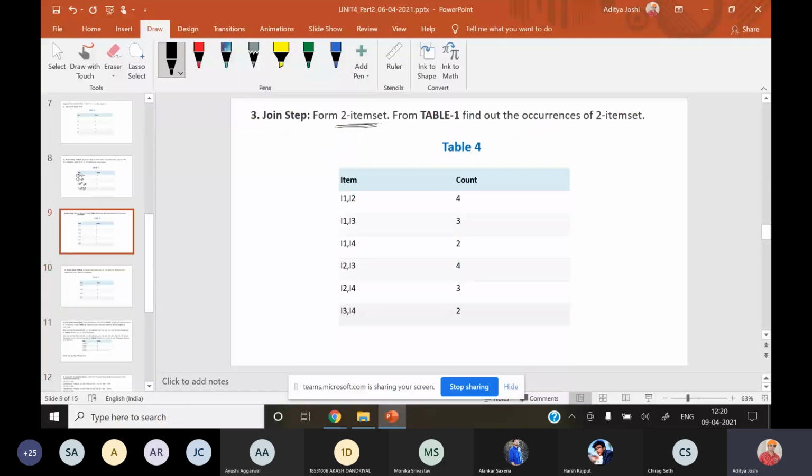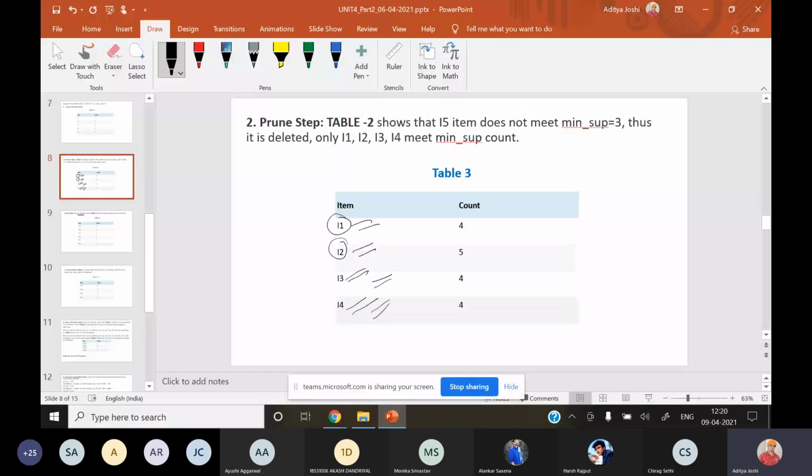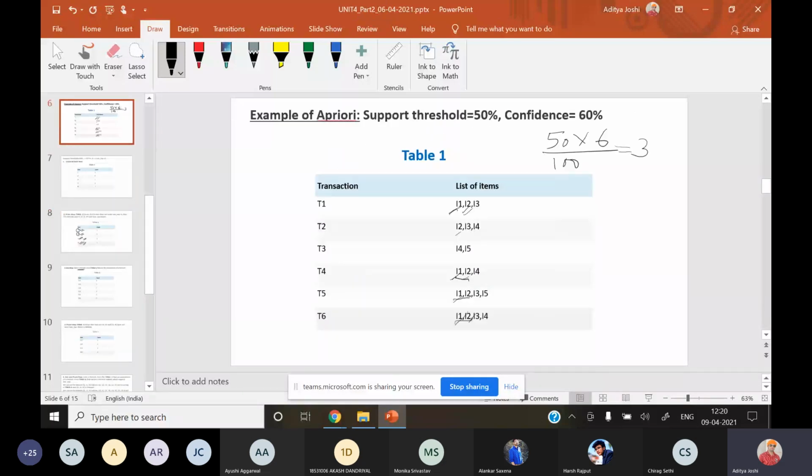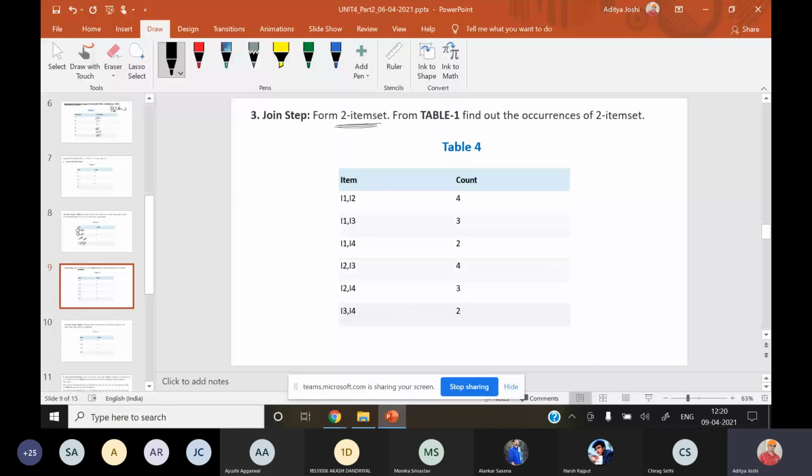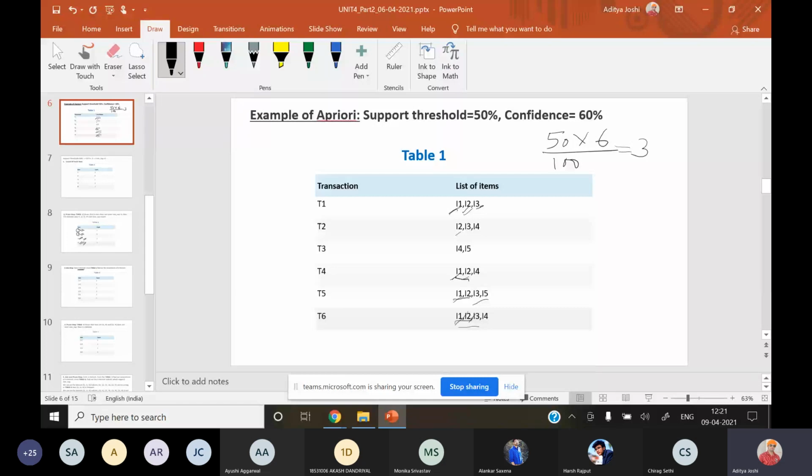So I1, I2 count is 4. Now we will check for I1, I3. I1, I3 in 1, 2, and 3, right? So we will have the count 3 here. Then I1, I4: I1, I4 here, I1, I4 here, 2 times, right?